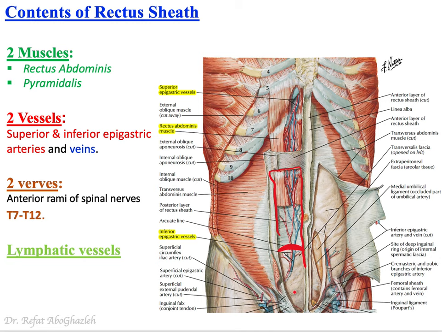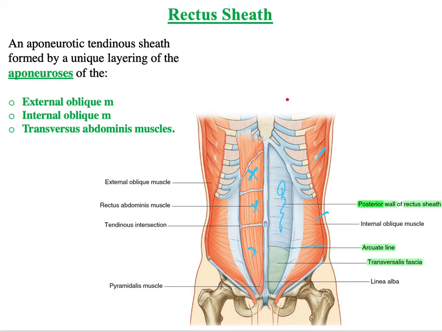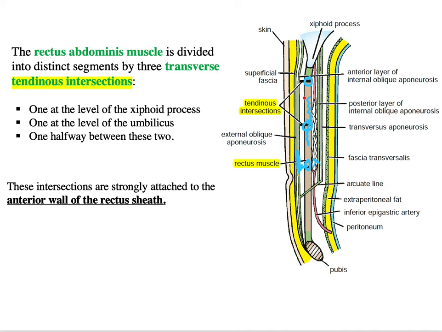Anyway, inside the rectus sheath, we have the rectus abdominis muscle and the pyramidalis muscle, which is located here and sometimes absent in some people. Also, we have the superior and inferior epigastric vessels inside the sheath. Somebody can ask, where exactly? Just behind the muscle. Look at it here. This is the rectus abdominis. This is the superior epigastric artery and inferior epigastric artery located directly in the rectus sheath behind the muscle. This is the rectus sheath.